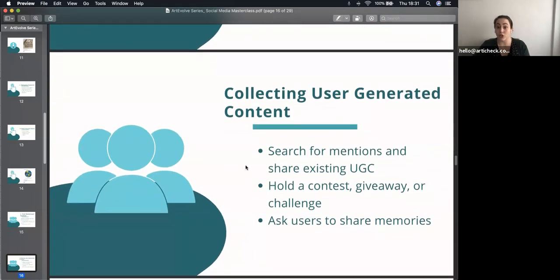Well, like I said, you can search for mentions and share existing user-generated content. You can hold contests, giveaways, or challenges. We'll look at that in a little bit. Contests and giveaways are really fun for more consumer-facing organizations. Challenges are great if you also want to get you and your partner organizations together, or your sector, you really want to connect them. So I remember there are like the Art Technician Olympics, right? And I think that in the past this happened in person, but perhaps this can be a challenge that you can actually implement on social media and have people take videos and do it from home.